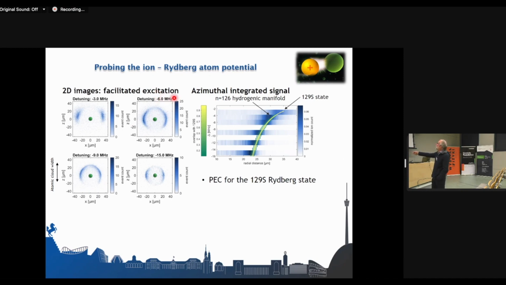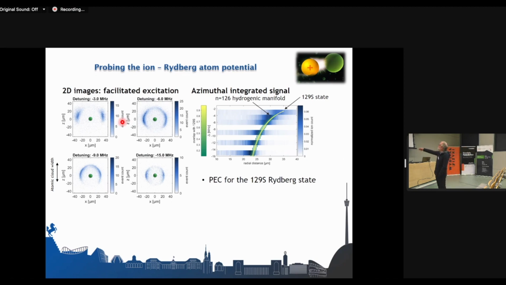So if you remember now, there's an attractive force between the ion and the Rydberg atom because of that Stark map. The S state sort of has a polarizability, and gets sucked in on this 1/R4 potential. And you can map out that potential by just changing the excitation laser detuning. Here 3 megahertz, 6 megahertz, 9 and 15 megahertz. And you see that the cloud of Rydberg atoms around that ion basically just shrinks.